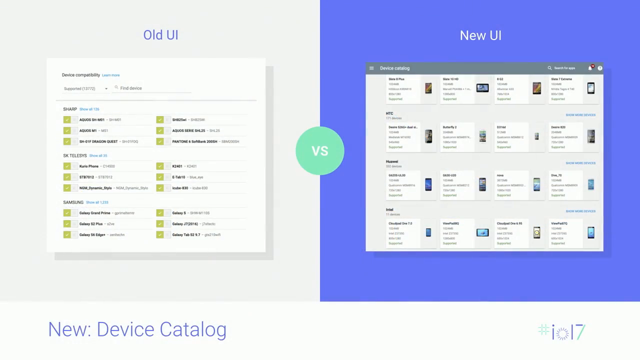As you may have heard yesterday, we have created a brand new device catalog in the Play console. You go from the long list of checkboxes that you have on one side to a full-featured device catalog across the thousands of devices that you can target. It's not just nice to look at. There is a bunch of things that it can do for you.